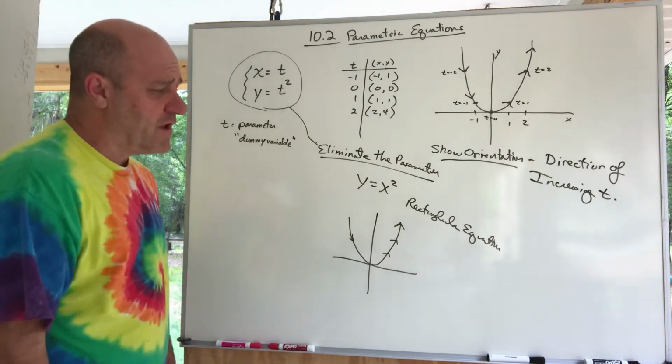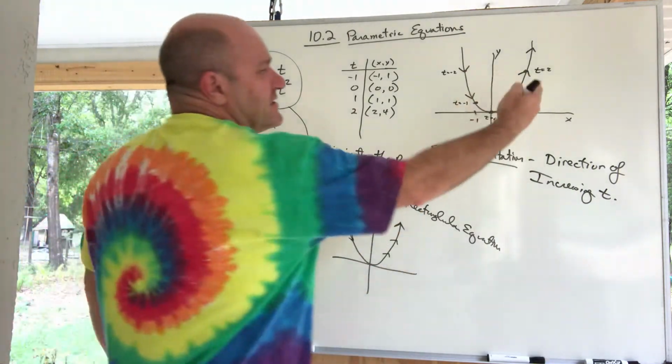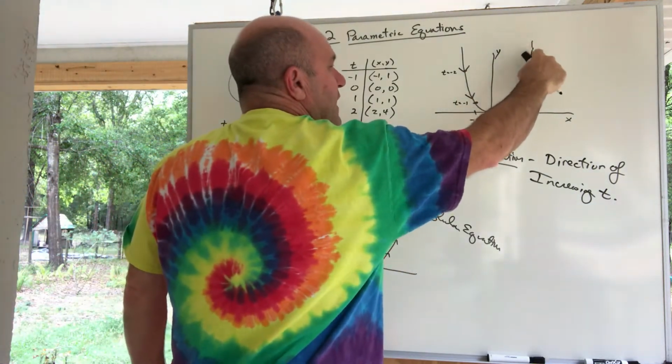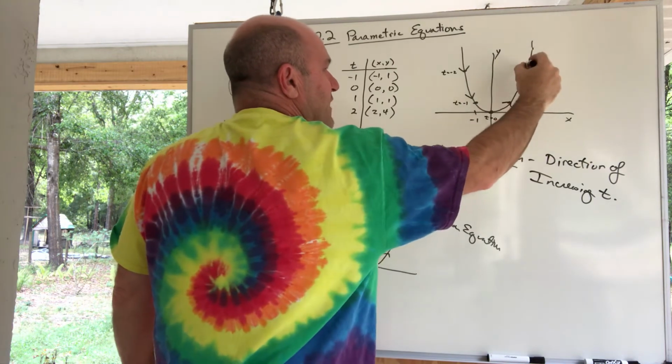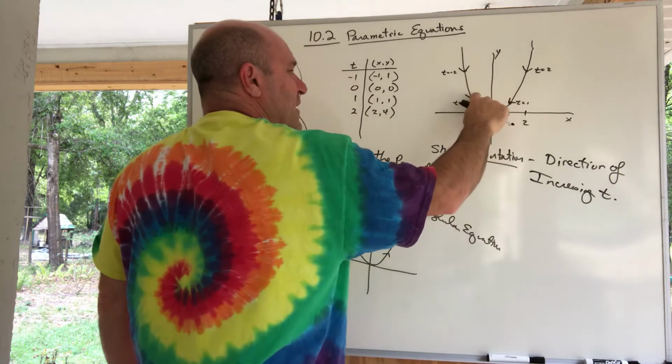Here's a question for you. What if I wanted this to go the other way? I want it, as t increases, to travel this way.